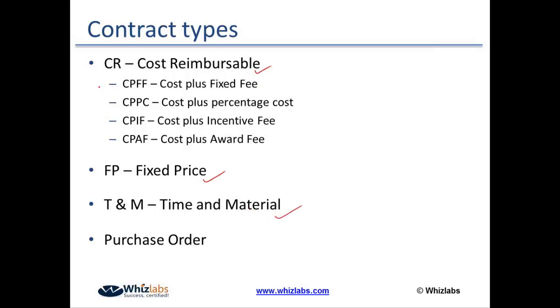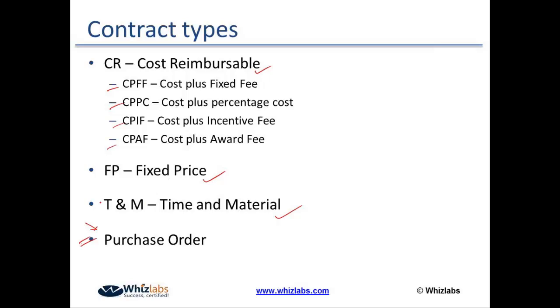In cost reimbursable contract, we have a few subtypes like cost plus fixed fee, cost plus percentage cost, cost plus incentive fee, cost plus award fee. And we also have a few subtypes in fixed price contract. And then we have something called purchase order. Please keep in mind, purchase order is not a contract type.